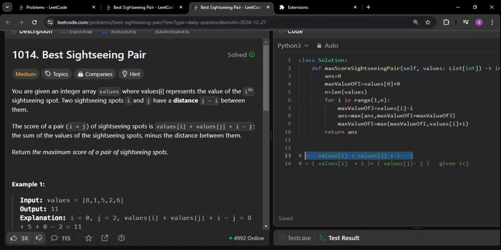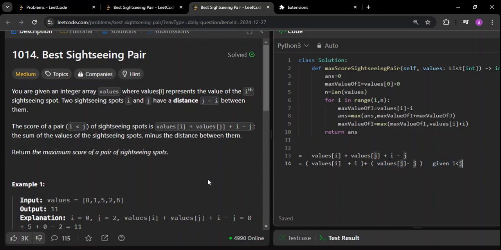Now I'm just rewriting the terms, something like this. Let me first remove the comment symbol. Yes, now it will look fine. So this is the one given to us. Now I'm just trying to rearrange it, arranging the terms related to i. So it is values of i plus i, plus values of j minus j. But one thing you have to ensure is that i has to be less than j.